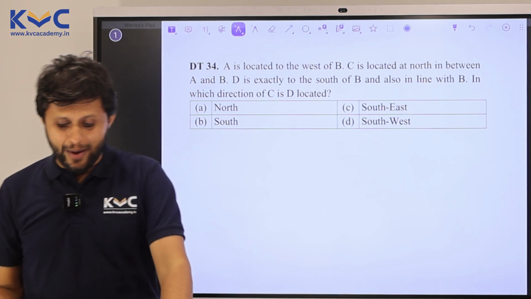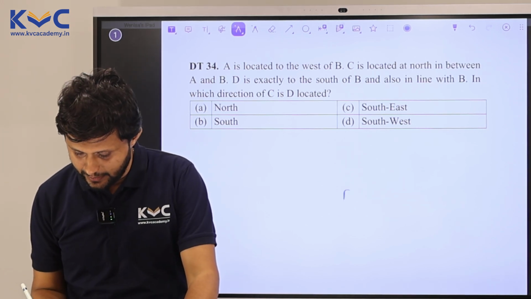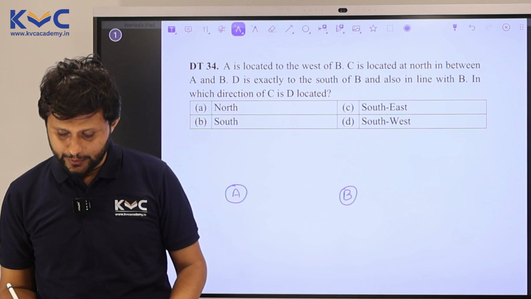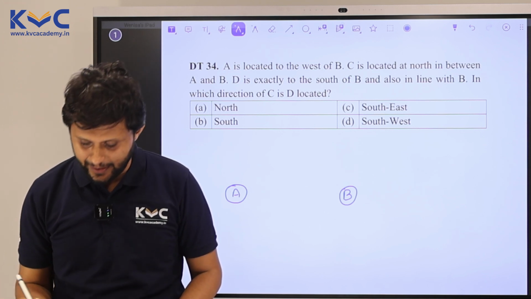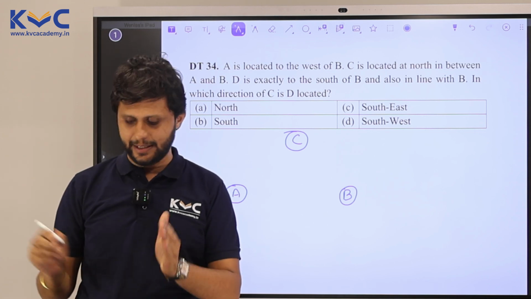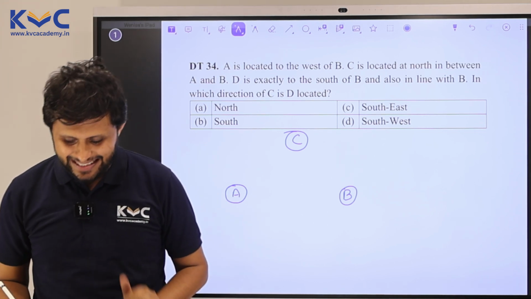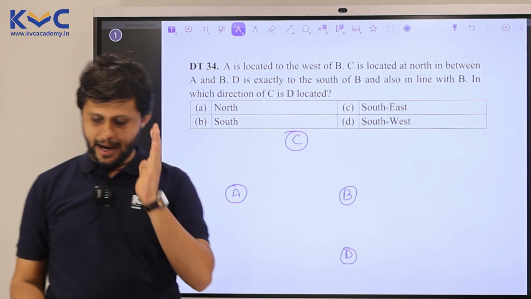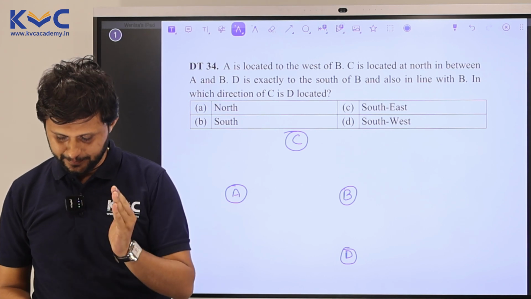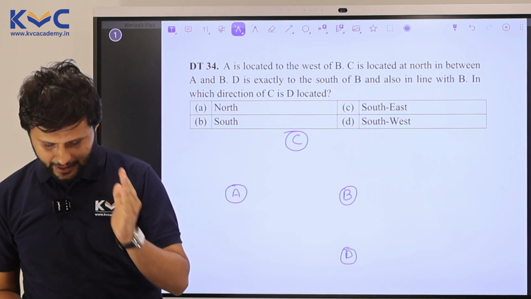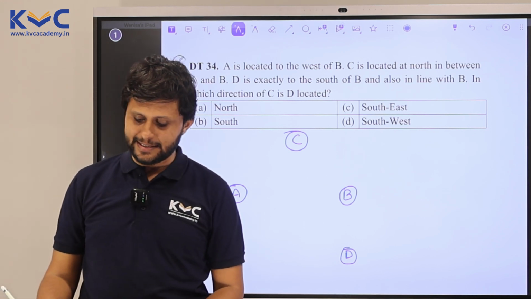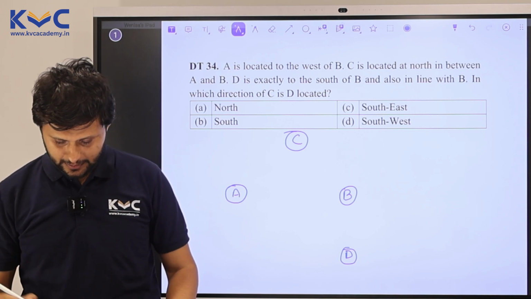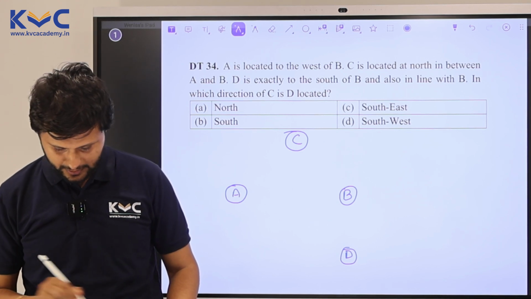A is located to the west of B. So if B is here, A is located on the west of B. C is located at north, in between A and B. C is over here between A and B. Correct? Okay. D is exactly to the south of B and also in line with B. In which direction of C is D located?